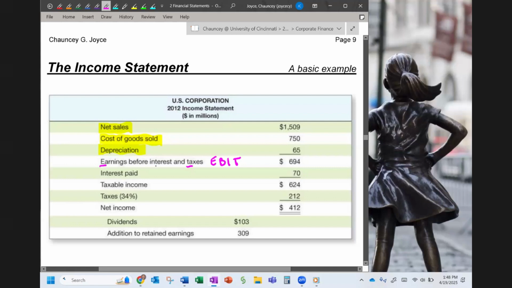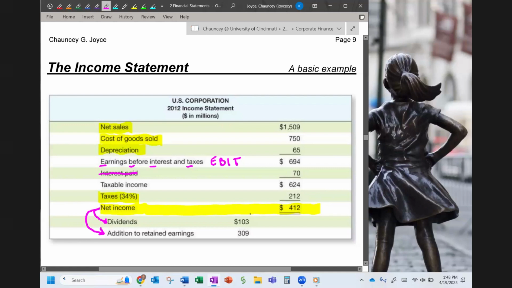Then you have taxable income. Then you pay Uncle Sam, if you will, or your government through taxes. Then you have net income or earnings or profit or bottom line. Net income can go one of two places. You could give it to the owner, and that distribution to the owner is called a dividend, or you can retain it and continue to grow internally. And we call that an addition to retained earnings. So this would be the amount added to retained earnings on the balance sheet.